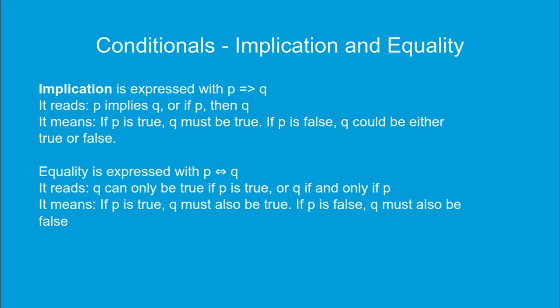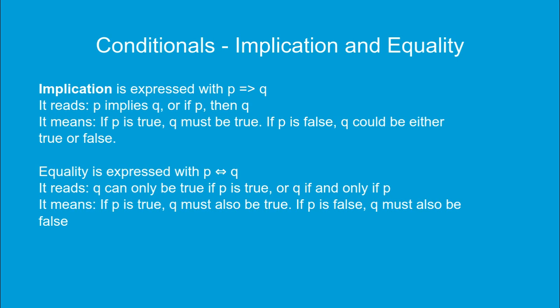All right, so let's talk about implication and equality. These are a bit weird. There's a very subtle difference between them. So I'm going to try to say it in a few different ways. So implication is expressed with the equals greater than. So P equals greater than Q. That's how it's expressed symbolically, okay? The way we read that is P implies Q, or if P, then Q. That's two different ways to kind of say that in English, what we're representing there, okay?